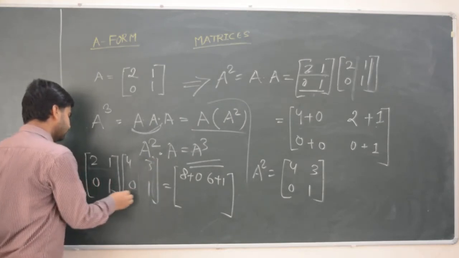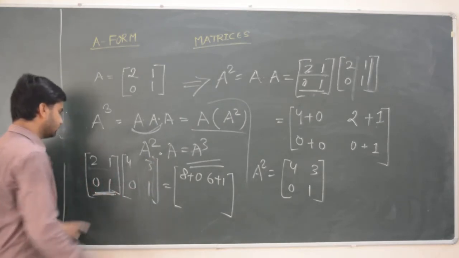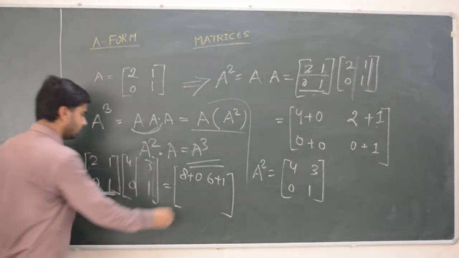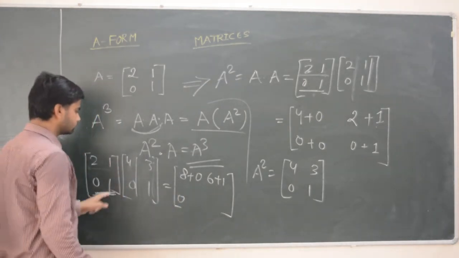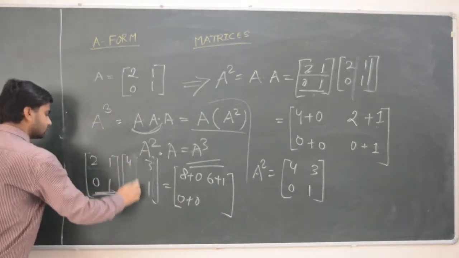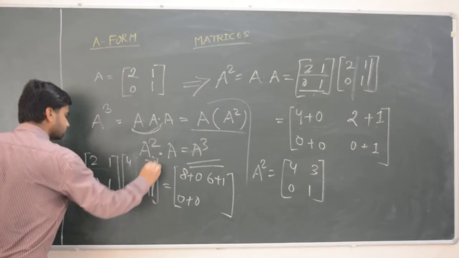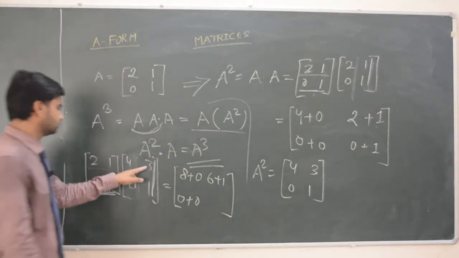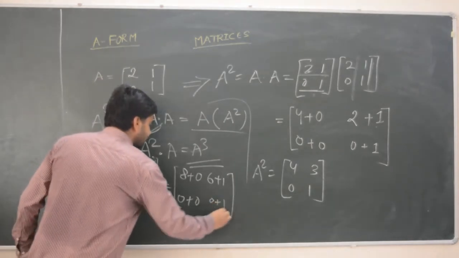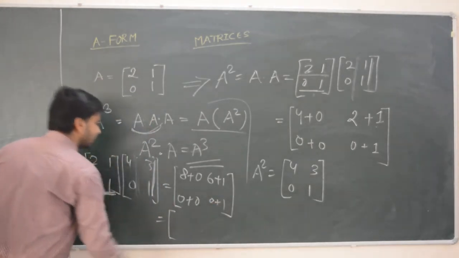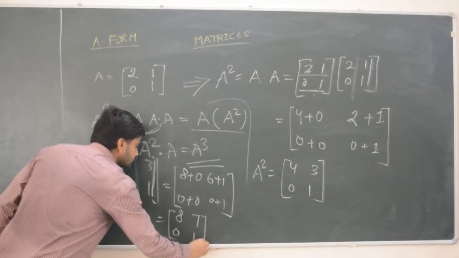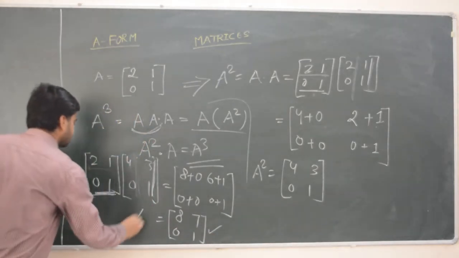Now multiply the second row with the first column: 0 into 4 is 0, and 1 into 0 is 0. Now multiply the second row with the second column: 0 into 3 is 0, and 1 into 1 is 1. So finally we will get the answer as 8, 7, 0, 1. This will be the answer of A cube.